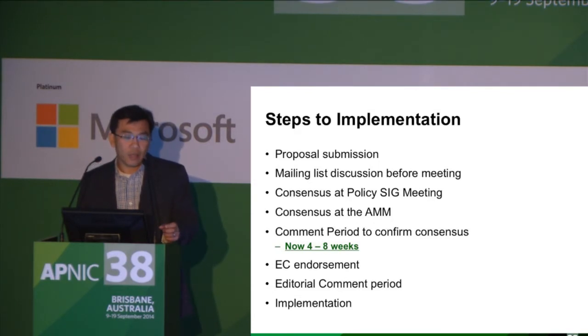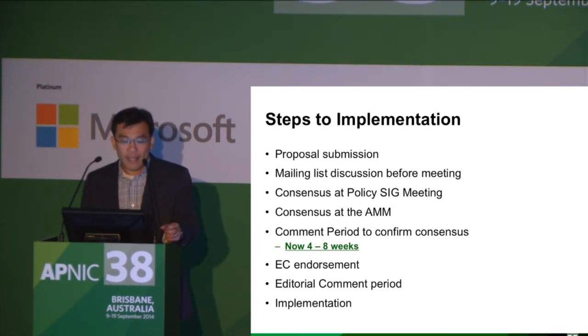And these are the steps to proposal implementation. First thing is, of course, the proposal should be submitted. The second one is having discussion on the mailing list before the meeting. And today we have a discussion about the proposal in this open policy meeting, and we also ask for consensus here. Then tomorrow, if the proposal reaches consensus at this meeting, consensus will also be asked in the AMM tomorrow. Then it leads to consensus again.